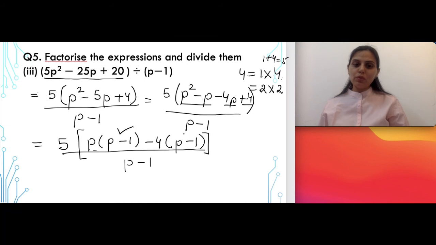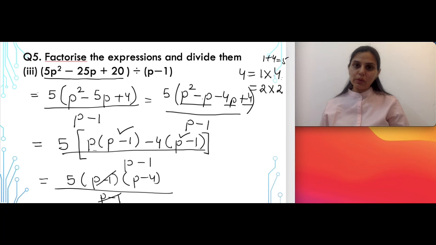Now from these two, p minus 1 is common. So we can write this as 5 bracket p minus 1, and the other term that is left is p minus 4. And this whole is divided by p minus 1. Now clearly p minus 1 and p minus 1 can be cancelled. So the answer can be written as 5 times p minus 4. So I hope all the steps are clear to you.